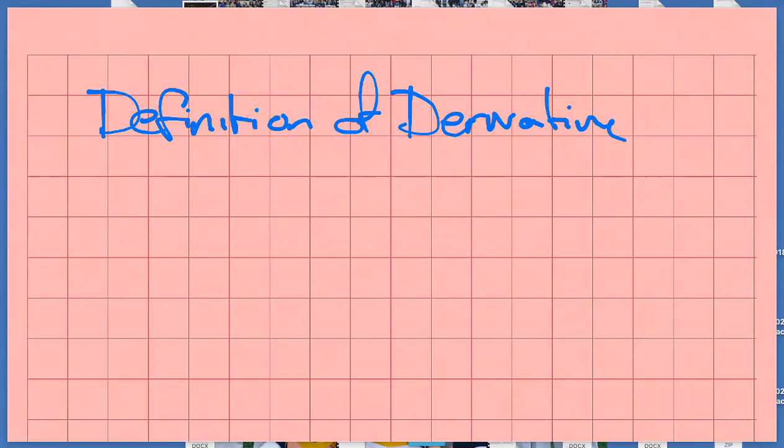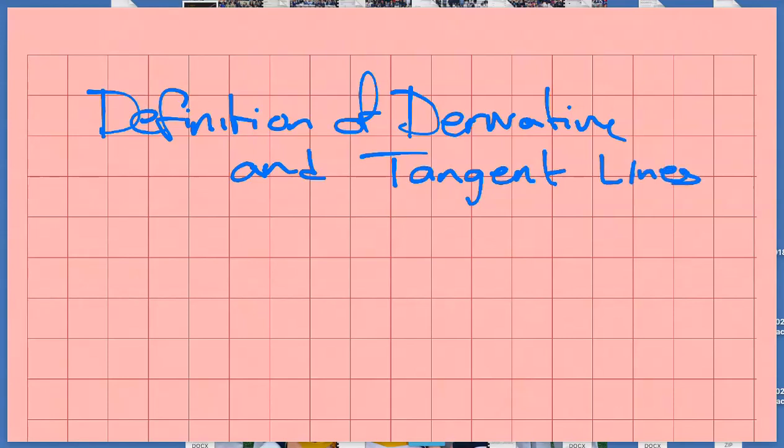But definition of a derivative and tangent lines. So with this, we're going to go way back. This is back to the beginning of what we did this year, and look at a couple different things.